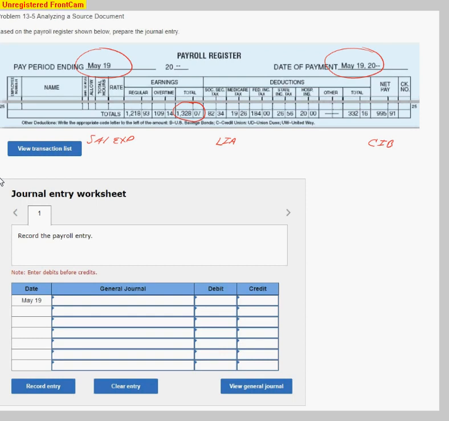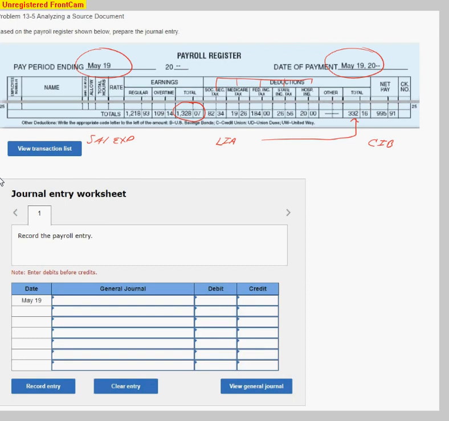$1328.07. The liabilities is actually the total of the deductions. But that's broken down into, in this case, I think there's 5 different ones. Social Security, Medicare tax, federal income tax, state income tax, and hospital insurance. They're going to be listed individually as liabilities. Liabilities go up by virtue of a credit. Simple enough. And then we have our cash in bank.